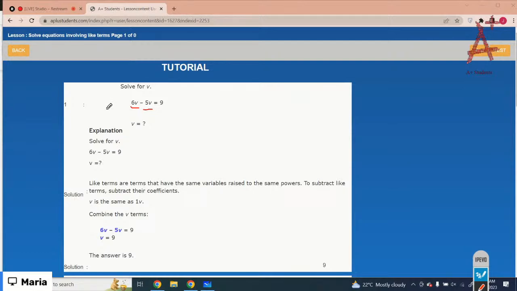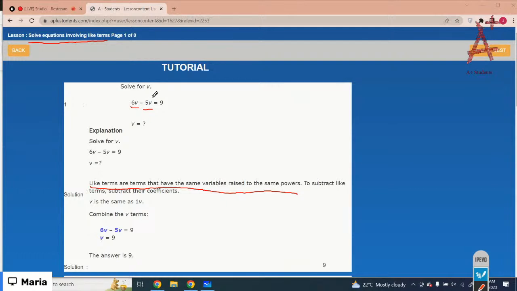We are working on grade 7 maths. The chapter name is one variable equations and here is the lesson name, solve equations involving like terms. First of all, we're going to learn what like terms are. Like terms are the terms that have the same variables raised to the same powers. To subtract like terms, subtract their coefficients. Basically, like terms are the terms that have the same variables with the same exponent.